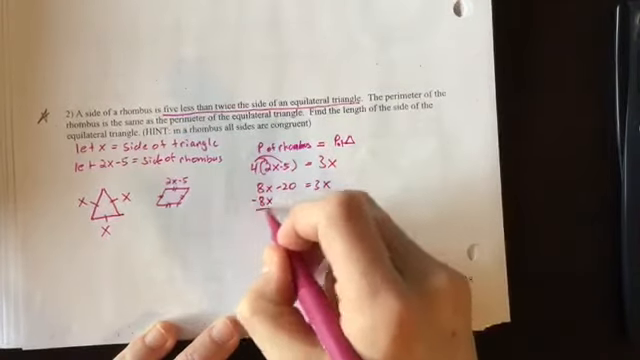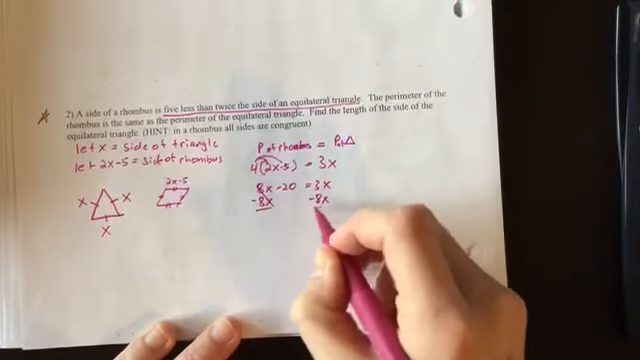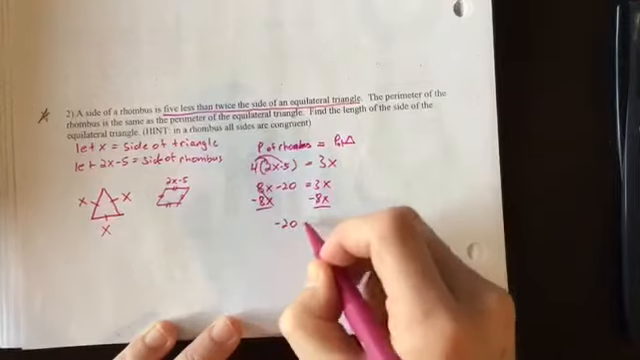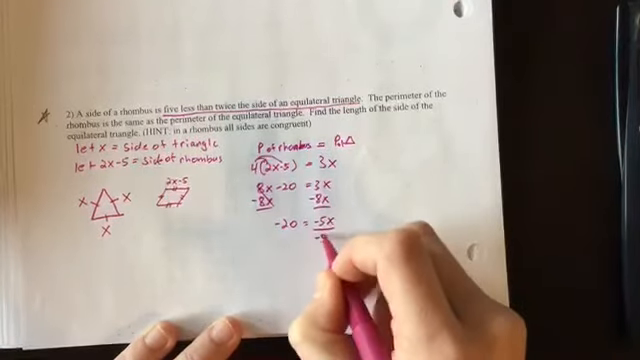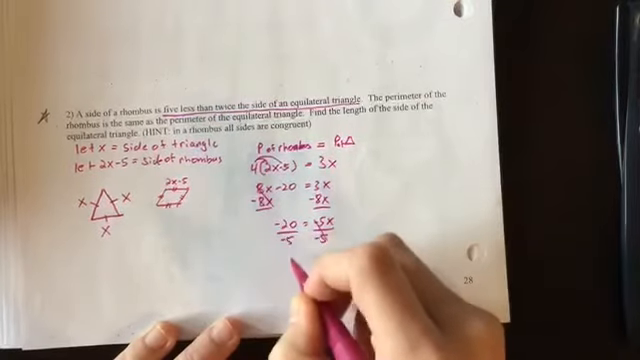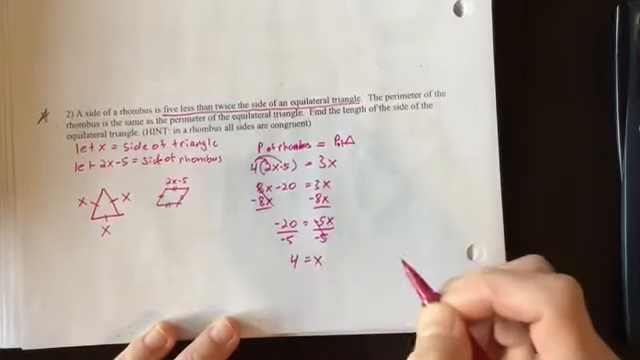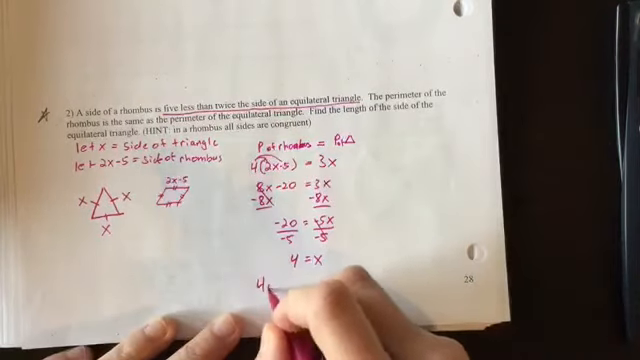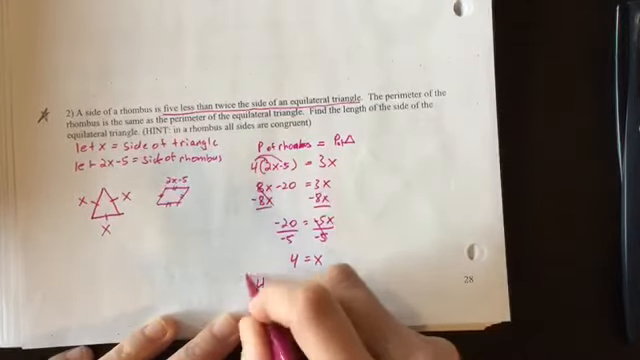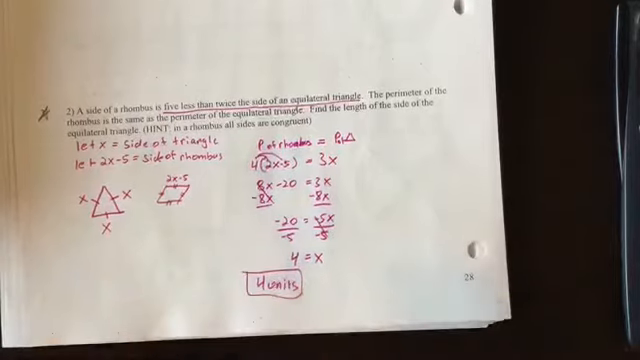So we'll subtract 8x from both sides. Negative 20 equals negative 5x. Let's divide both sides by negative 5. And we get 4 is equal to x. So we weren't given any units here, so I'm going to say 4 units is our answer there.